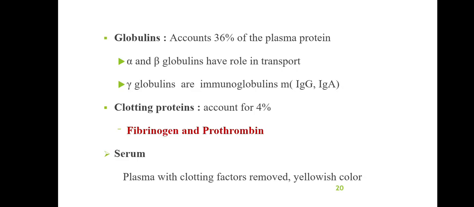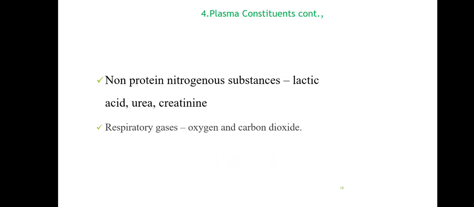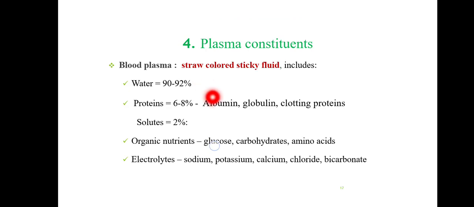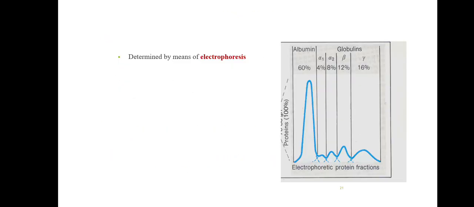So globulin accounts for about 36%. You see why albumin is the most abundant. Okay? And globulin has some chains: alpha and beta globulins have a role in transport. Okay, then gamma globulins are immunoglobulins, let's say IgG and IgA. Then we also have clotting proteins, which account for 4%: fibrinogen and prothrombin. So we have talked about all the three components here: albumin, globulin, and clotting proteins. You are done with the proteins.